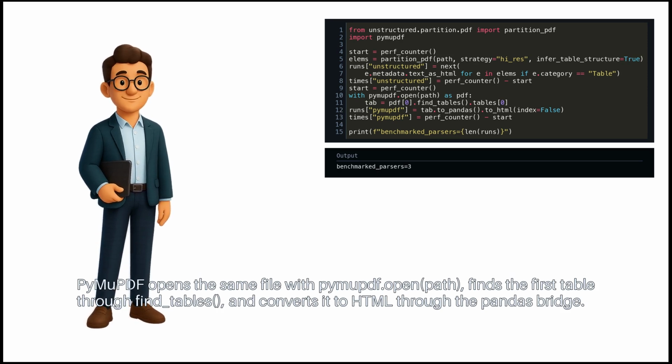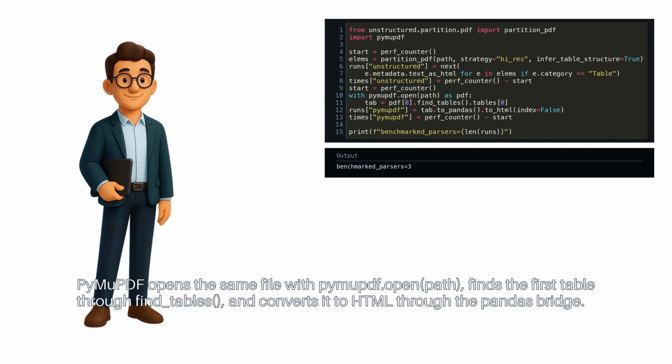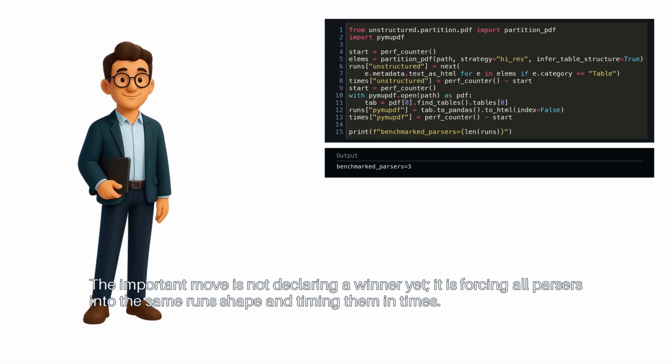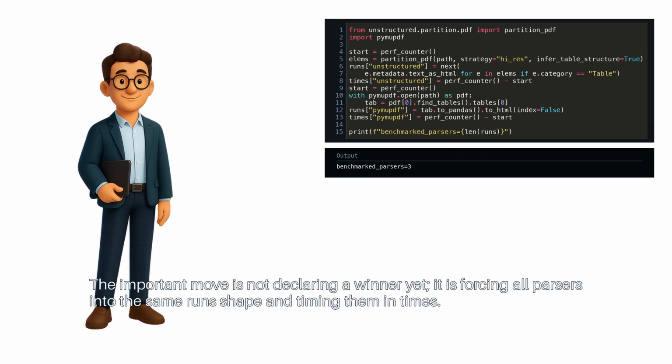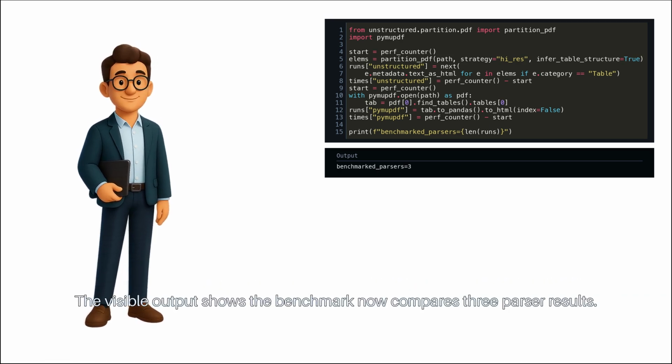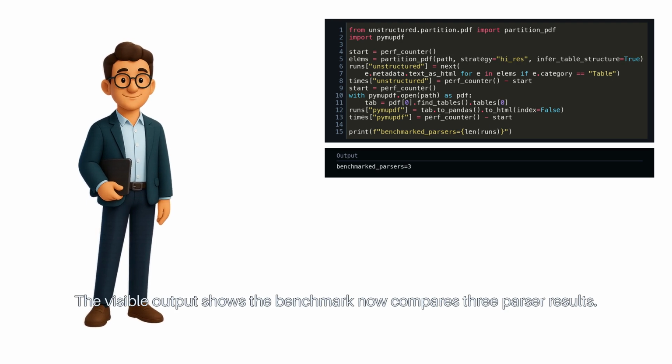PyMuPDF opens the same file with PyMuPDF open, finds the first table through find tables, and converts it to HTML through the pandas bridge. The important move is not declaring a winner yet. It is forcing all parsers into the same runs shape and timing them in times. The visible output shows the benchmark now compares 3 parser results.